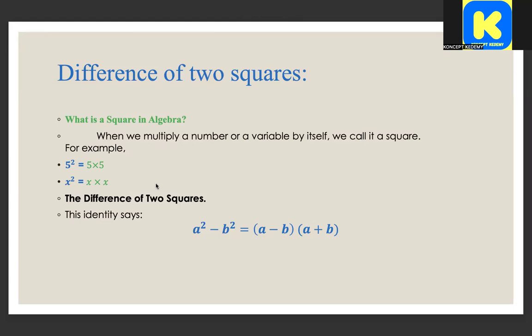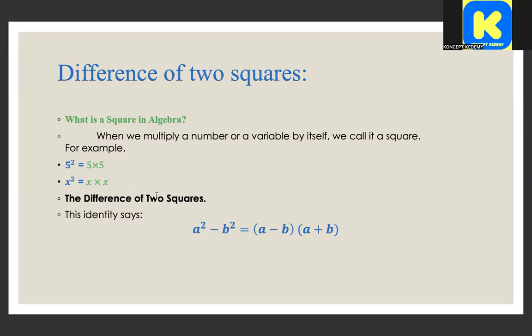Okay. Now the next part is difference of two squares. Before that, what is the difference of two squares? We need to understand what is a square. When we multiply a number or a variable by itself, we call it a square. For example, 5 square is 5 into 5. In the last slide, I also gave the example of what a square is. So x square will be x into x.